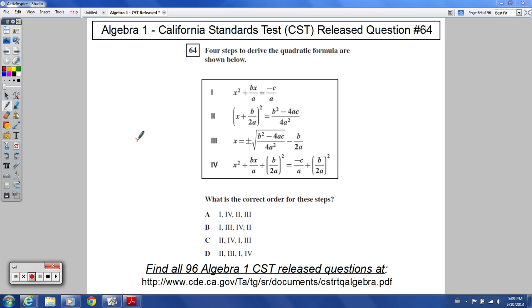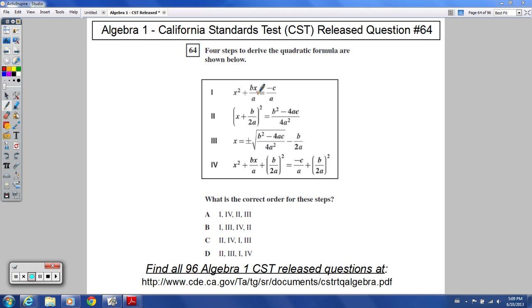Hello everybody, welcome to Algebra 1 CST release question number 64. It says 4 steps to derive the quadratic formula are shown below, and you've got 1, 2, 3, and 4. What is the correct order for these steps? Apparently these are not in the correct order, but we're supposed to start with either 1 or 2. Let's see which one makes more sense to start with.